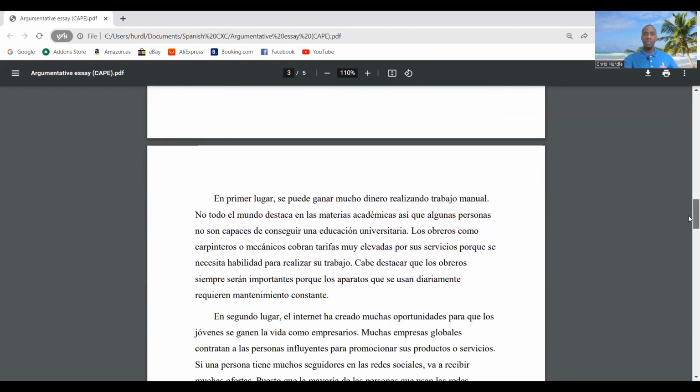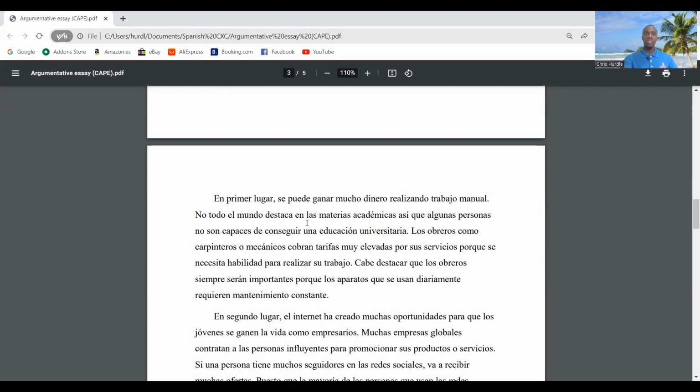Second paragraph. En primer lugar, see, I've used my transition words. Se puede ganar mucho dinero realizando trabajo manual. So, firstly, a lot of money can be earned performing manual labor, or manual work.